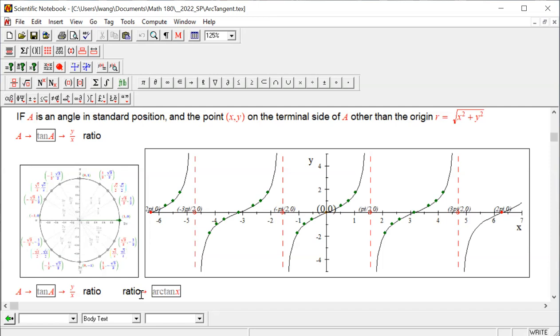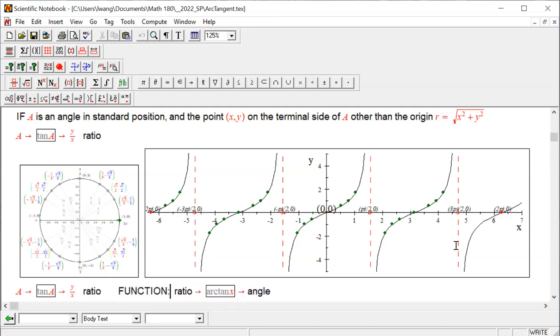Okay, so the input are ratios, the output will be angles. But we obviously cannot allow it to be any angles, right? For example, if we have a ratio 1, from the example we just saw, for ratio 1, we have many angles for it. So we have to put a restriction on it, right? We have to put a restriction to guarantee this will be a function. This has to be a function.